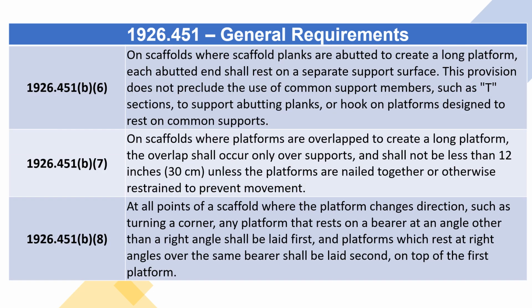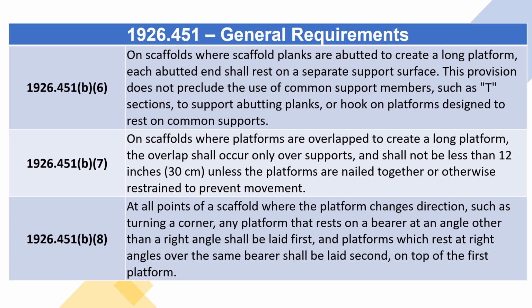1926.451(b)(6): On scaffolds where scaffold planks are abutted to create a long platform, each abutted end shall rest on a separate support surface. This provision does not preclude the use of common support members, such as T-sections, to support abutting planks, or hook-on platforms designed to rest on common supports.